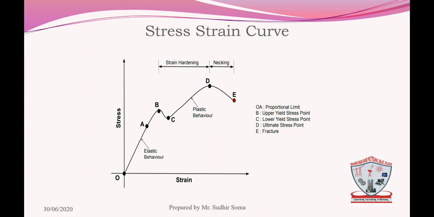So stress increases till point D is reached. The maximum value of stress attained up to this point is known as ultimate stress. So what is meant by fracture? That is the breaking stress. After the specimen has reached the ultimate stress, a small neck is formed which decreases the cross sectional area of the specimen.